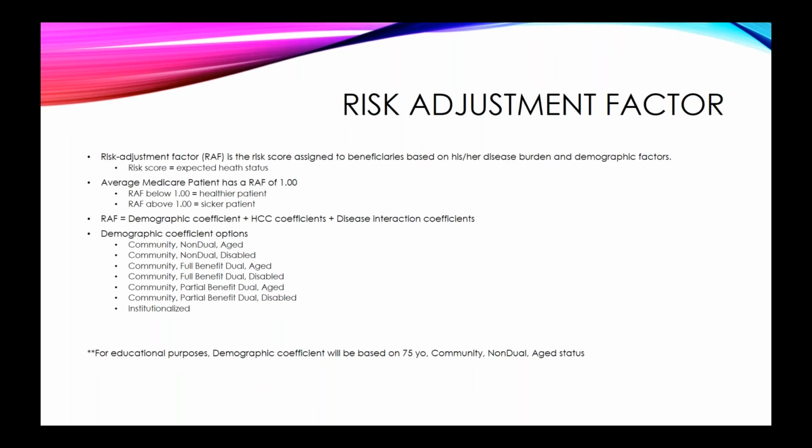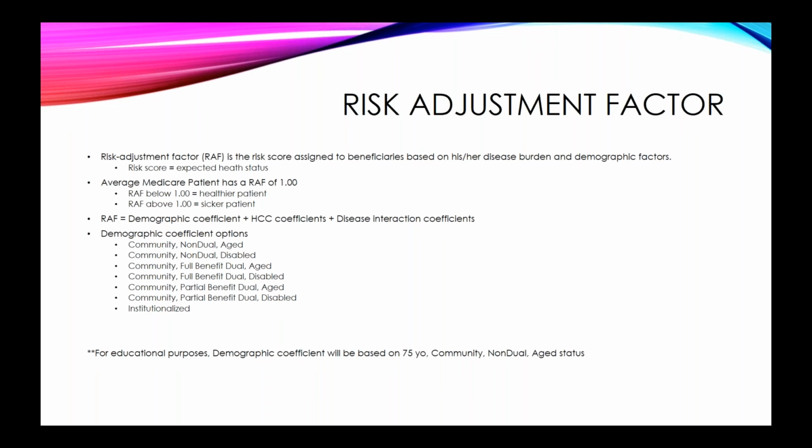The RAF score is calculated using a demographic coefficient and your HCC coefficients, those little numbers that were outside the disease categories. And then there are also some disease interactions that you can get a little extra coefficient for, because we know that if you have heart failure, diabetes, and CKD, those all interact together. You're probably a little bit sicker than someone who just has diabetes.